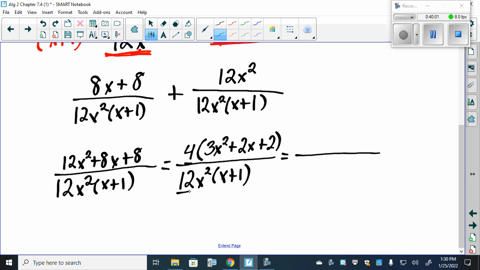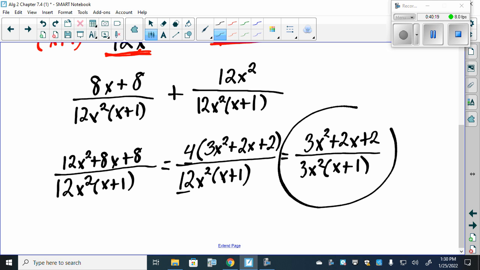Well, the 4 and 12 are both being multiplied on the outside, yes? So 4 over 12 would actually reduce to 1 over 3x squared. So the final answer for this here is going to be 3x squared plus 2x plus 2 over 3x squared times x plus 1. So we'll finish up these note sheets tomorrow.